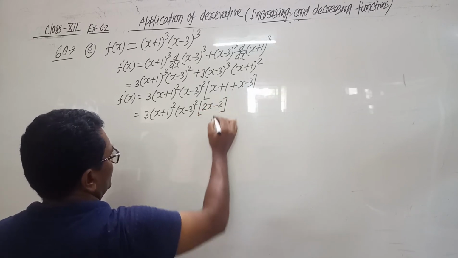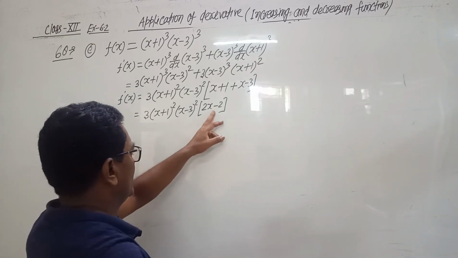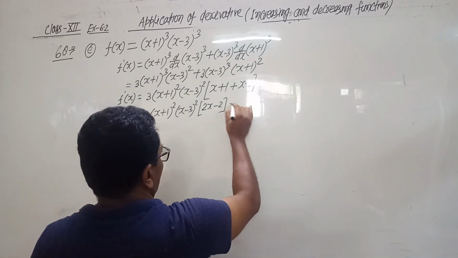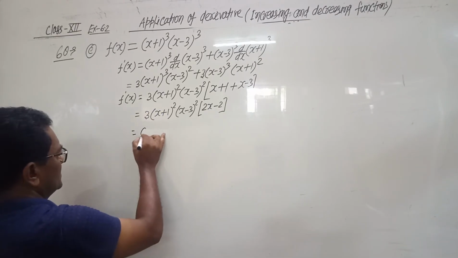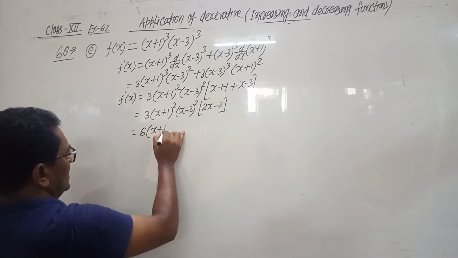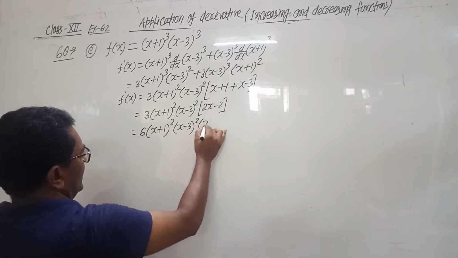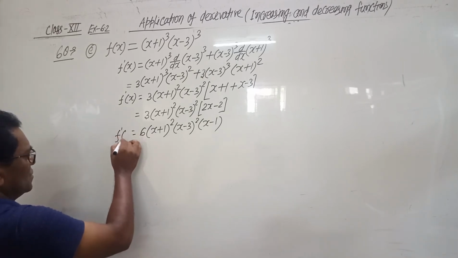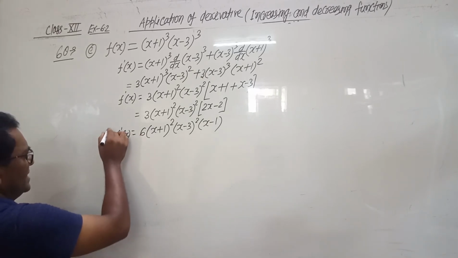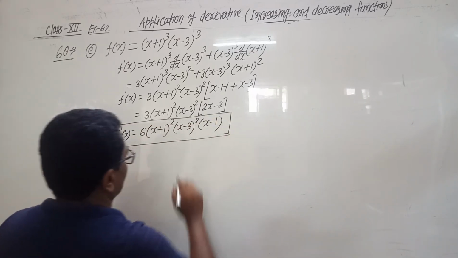Again from these two terms, 2 is taken common, so 3 into 2, it becomes 6, and x plus 1 the whole square, x minus 3 the whole square, then x minus 1. This is the original form of f dash x.